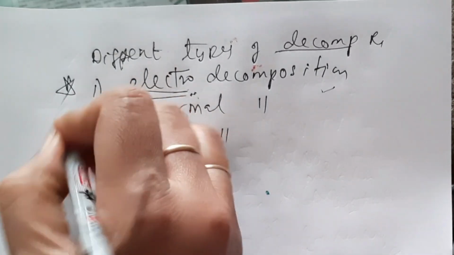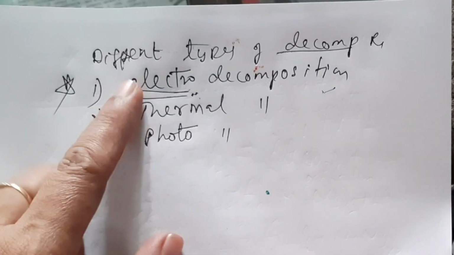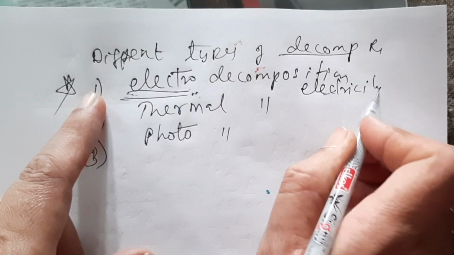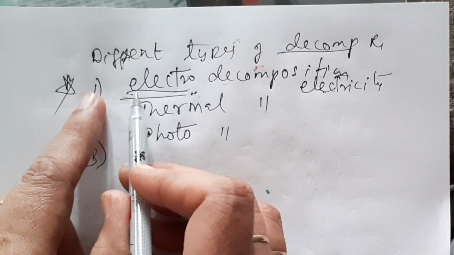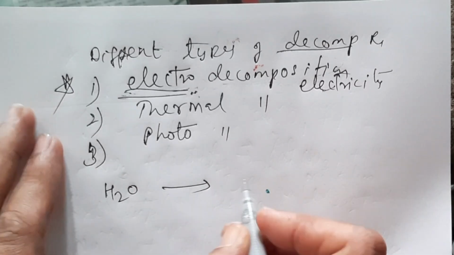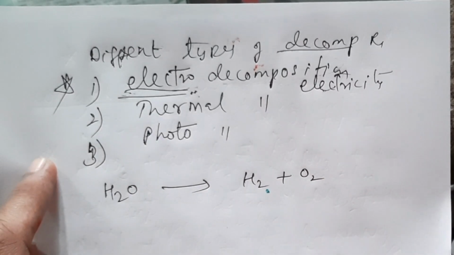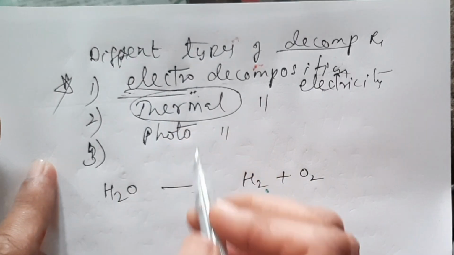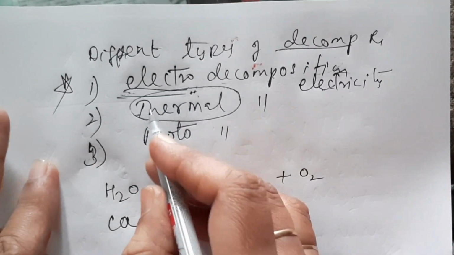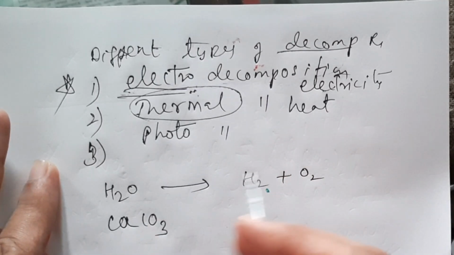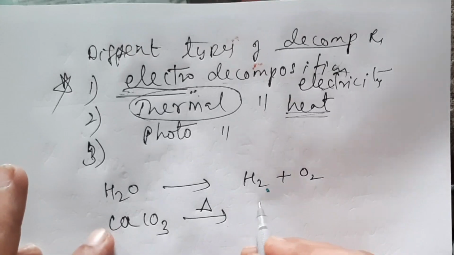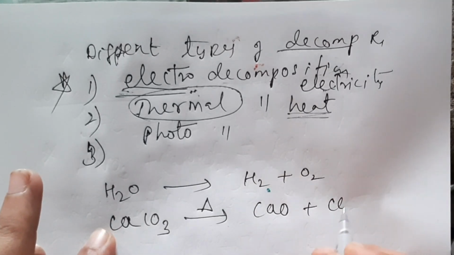So this is one of the important questions. Types of decomposition reaction: electro decomposition, which takes place in the presence of electricity. You only need to write decomposition which takes place in the presence of electricity. An example is water, which will decompose in the presence of electricity into hydrogen and oxygen. Next is thermal decomposition. When a compound is heated, it will decompose. Thermal means heat. When something is decomposed by heating, it is called thermal decomposition. CaCO3 in the presence of heat will convert into CaO plus carbon dioxide.